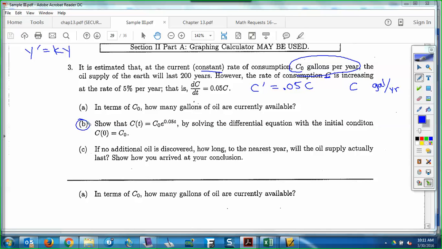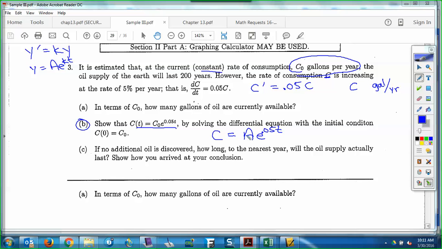So I'm actually going to jump to part B, and they say this: show that this is c equals this. In other words, our original function is c. So by solving this differential equation, we'd be finding c equals. Well, we know this is y equals a e to the kt. So in this problem, this would be c equals a e to the 0.05t.